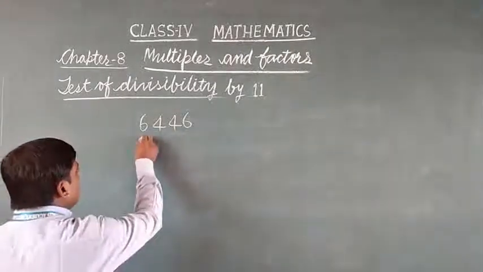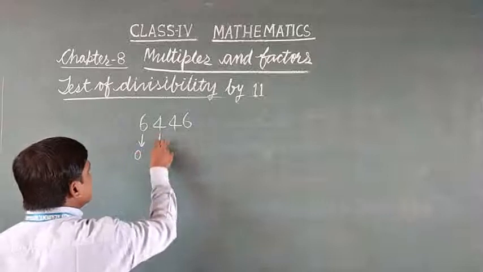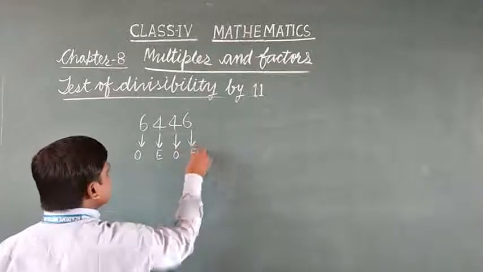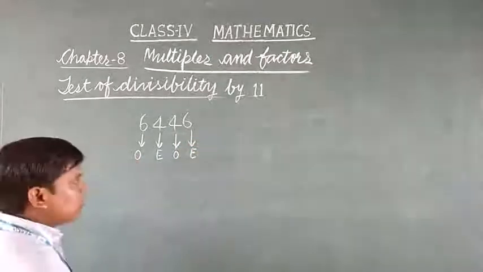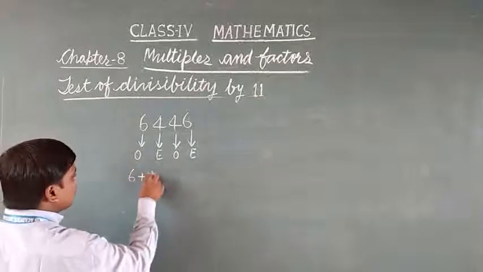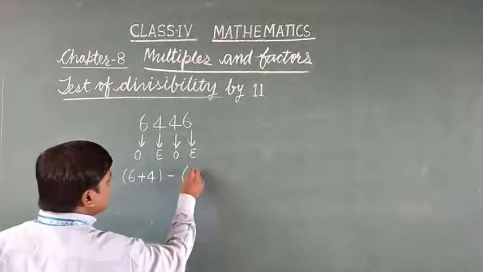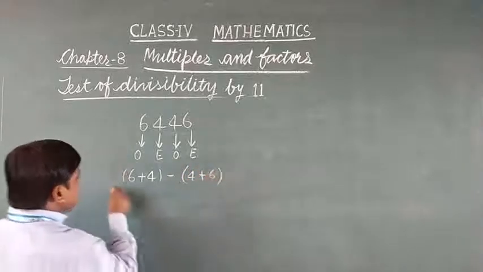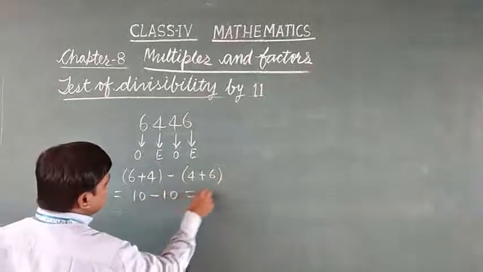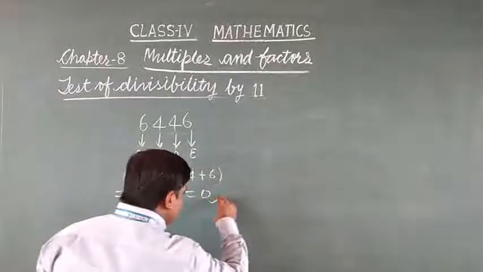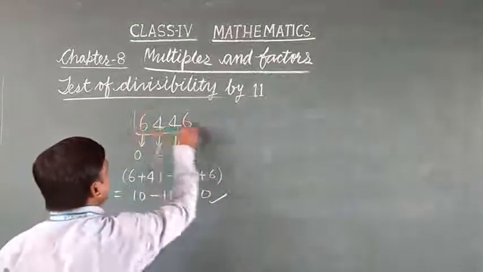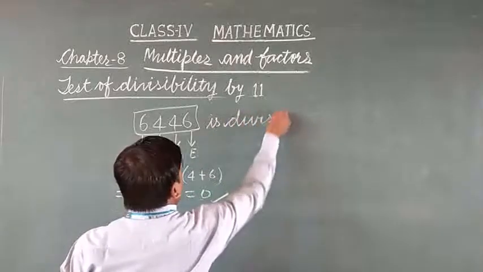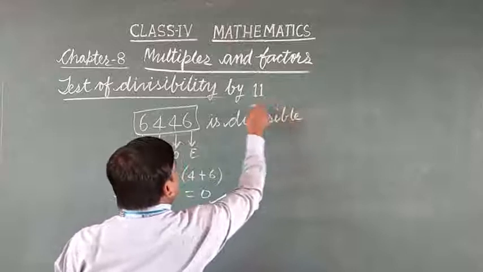Now, it is at odd place, it is at even place, it is at odd place, it is at even place. So the sum of digits of odd places, 6 plus 4, minus sum of digits of even places, 4 plus 6. 10 minus 10 is equal to 0. Since it is 0, then this number is divisible by 11.